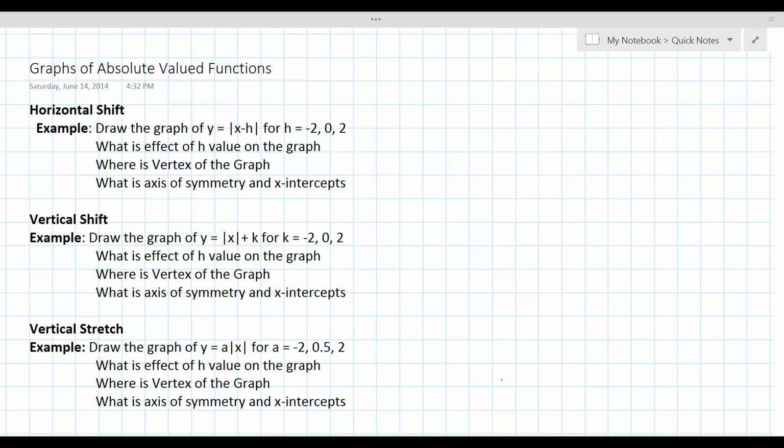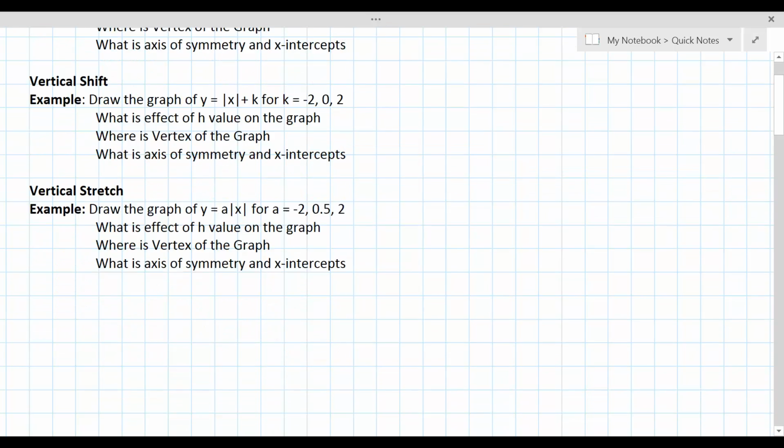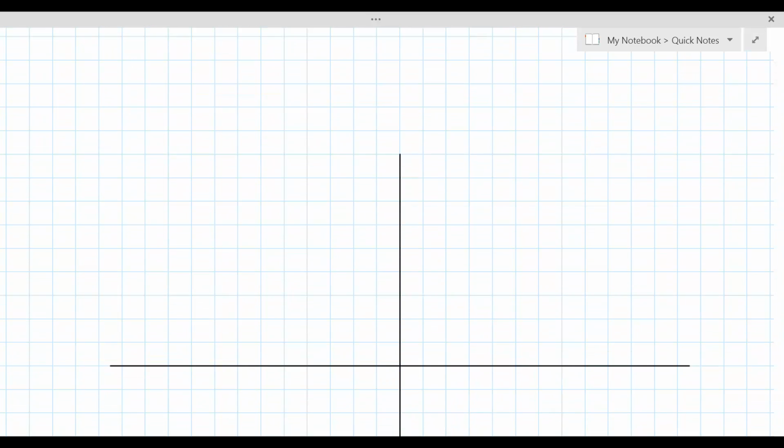In this lesson, we will learn how to apply transformations to graphs of absolute value functions and the effects of these transformations on different elements of the graph. Let's get started with the graph of the base function y is equal to mod x. So let's first draw the graph of the base function y is equal to mod x.